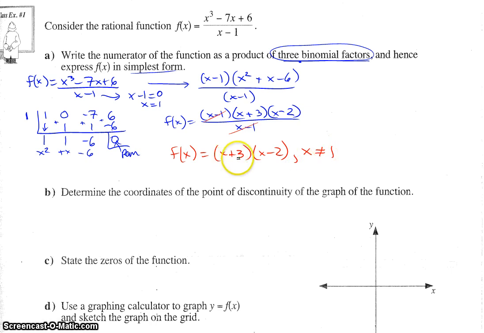Okay, so that means when we graph this, it's not going to be a linear function because x times x is x squared, and that'll be a parabola. Okay, so determine the coordinates of the point of discontinuity. Well, to do that, we would go f at whatever our non-permissible value is. So f at 1 equals, and we sub 1 into our simplified form. And we would get 4 times negative 1, so negative 4. So our point of discontinuity, POD, is at 1, negative 4.